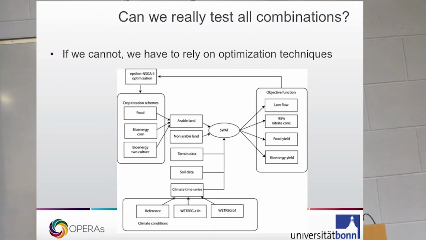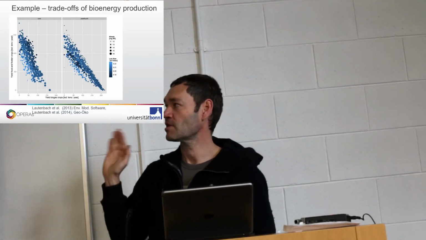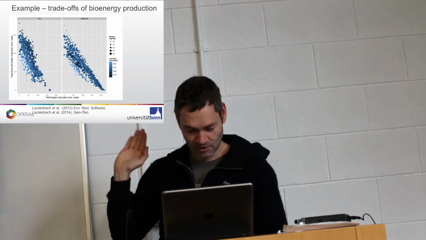You run the model, you get a result, in this case in a 4-dimensional objective space: low flow at the catchment outlet, nitrate concentration at the outlet, the sum of food and fodder crops, the sum of bioenergy crops. And the optimization algorithm tries to optimize the allocation of the different crop rotations in the catchment with respect to Pareto optimality of that four-dimensional objective function. And you get something like that. Not going into details. Don't look too close, it might give you a headache. I still get a headache if I look too close at it.